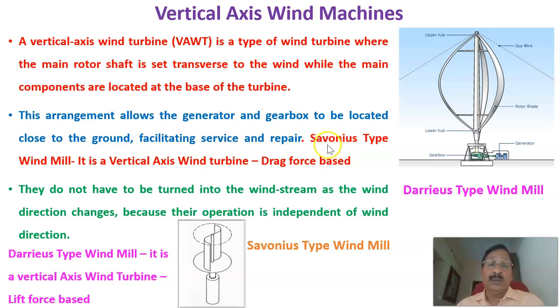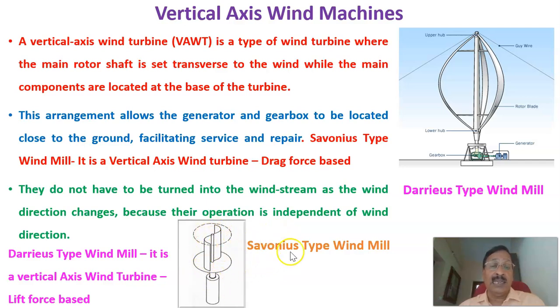There are two types of vertical axis machine or turbine, called the Savonius type and the Darrieus type. The Savonius type windmill is a vertical axis wind turbine. In that one, the drag force is used. The drag force means the force in the same direction as the wind flow. That is used in the Savonius type. We'll see in the coming slides.